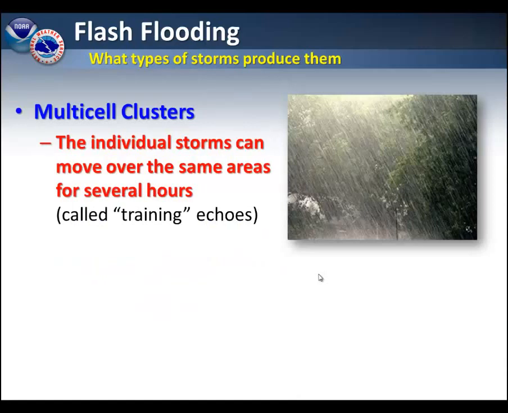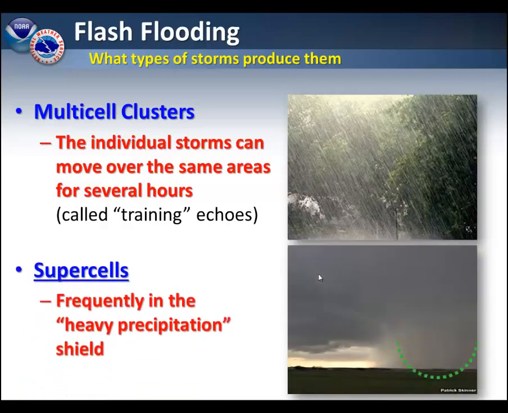Multi-cell cluster thunderstorms are often the types of storms that will produce flash flooding. They will produce individual storms that move over the same areas for several hours. We refer to these types of cells as training echoes because they will follow one another similar to a train. However, supercells can also produce flash flooding. This would be frequently in the heavy precipitation shield.